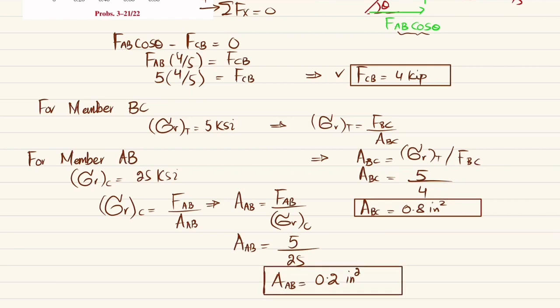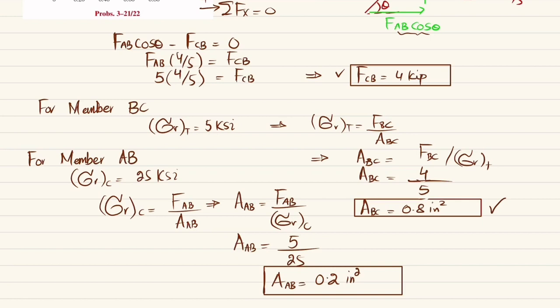Similarly, you can also rectify it. The mistake which I made earlier is this: FBC divided by sigma R due to tension. So FBC was 4 divided by 5. So 4 divided by 5 will give you 0.8 square inch.